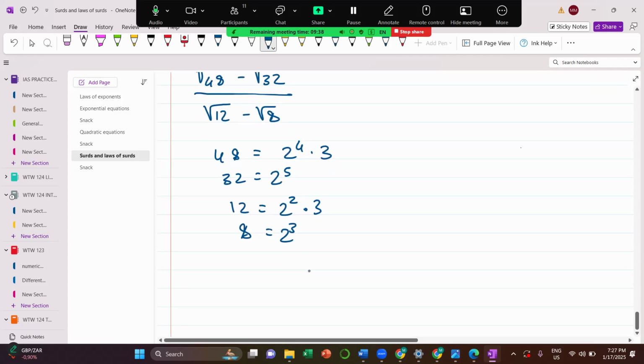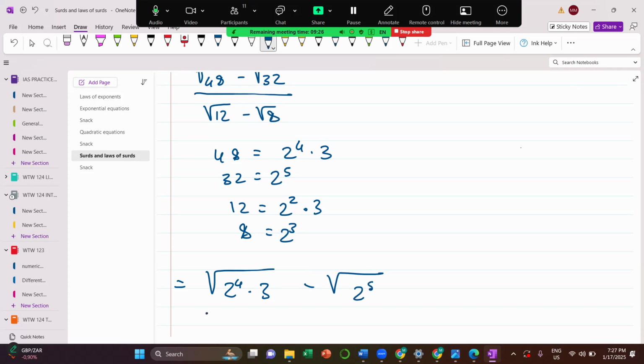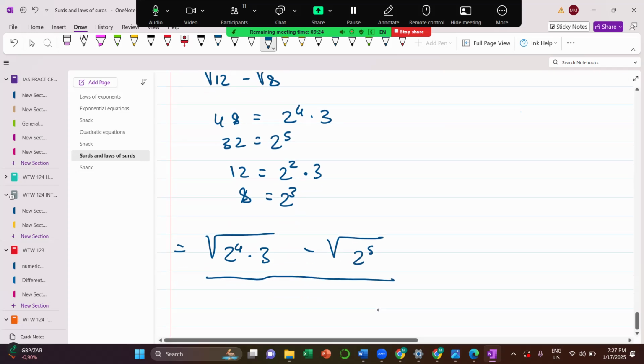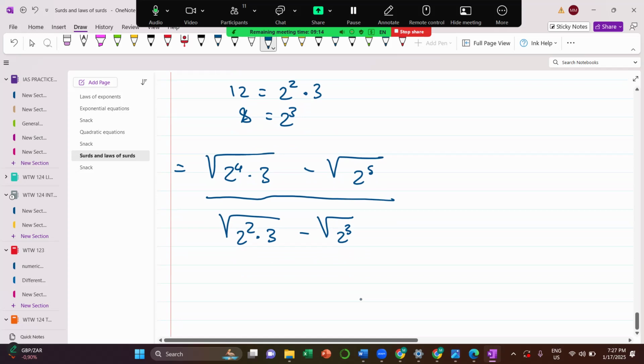So what am I going to do? So this problem is just going to be equal to root of 2 to the exponent of 4 times 3 minus root of 2 to the exponent of what? 5 all over. What is 12? It's root of 2 to the exponent of 2 times 3 minus root of what? 2 to the exponent of what? 3. Right? So here I can see I have a multiplication sign in between and I have a minus sign. So I can what? Separate.